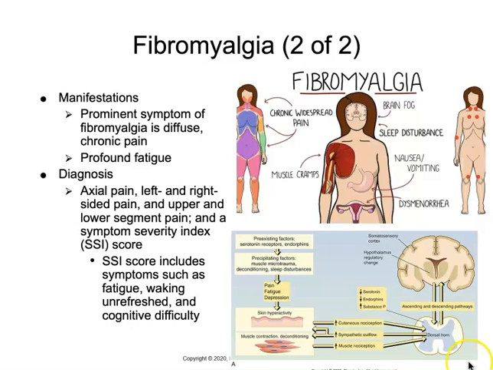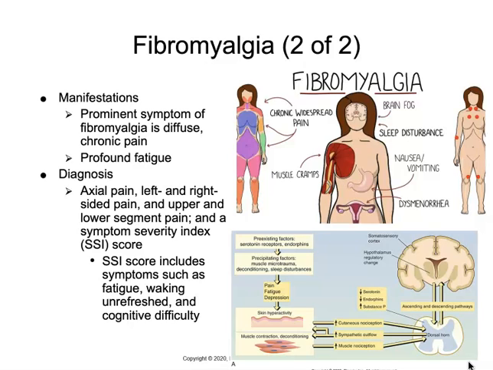The diagnosis would be using some of those clinical findings such as axial pain, left and right sided pain, upper and lower segment pain, and a symptom severity index score. We can also use something called a widespread pain index. And the SSI score would include symptoms like fatigue, waking unrefreshed, and cognitive difficulty.